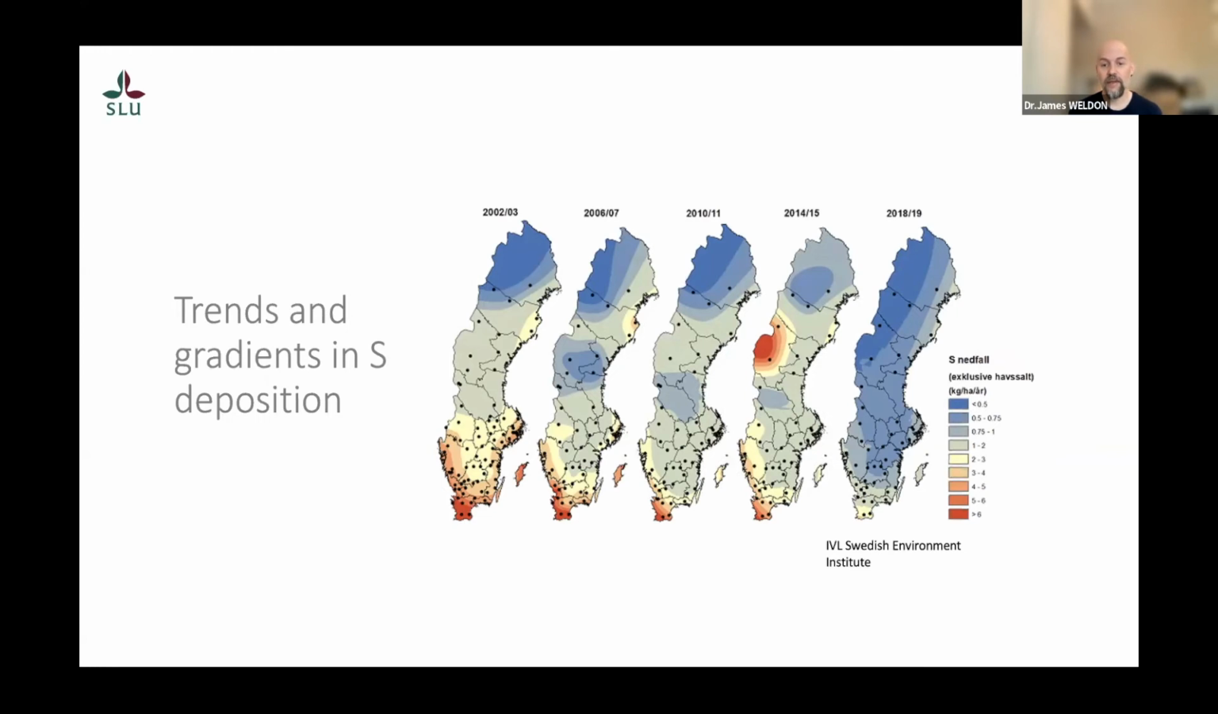Southern Sweden has always had higher levels of deposition than the north, and particularly this area of the west coast, which has always had the highest levels of deposition. So even though they have declined, there is still this gradient.